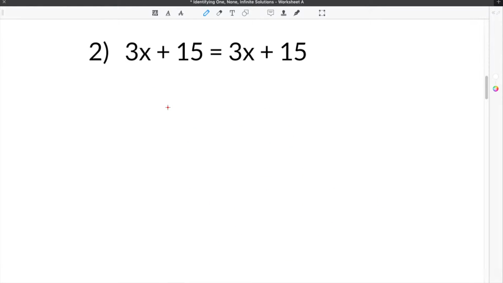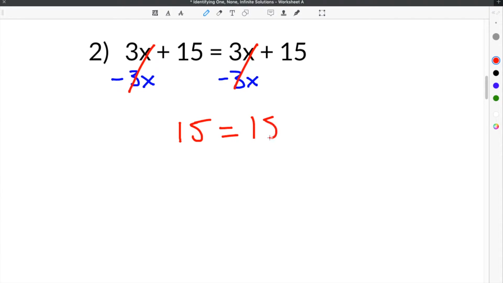Moving on to the second problem for system of linear equations, we were given 3x plus 15 equals 3x plus 15. Now the first step to solve this is we have to get the variables on one side together. What we're going to do is subtract this 3x, and then we're going to subtract 3x from this side. When we do this, the 3x's here cancel, and also the 3x's here cancel. We are left with 15 equals 15. So we bring these down. So our x's are canceled, and we're left with just two constants. In this case, the constants are equal to each other, so 15 equals 15.